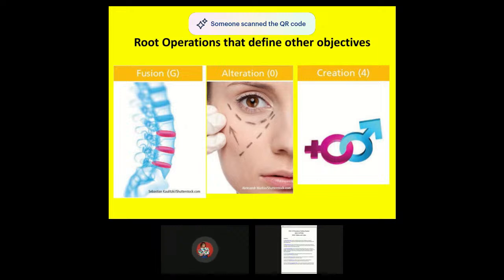And so these three root operations are really, to me, kind of the easiest ones because fusion is where we're binding, joining something together. Alteration is one of those procedures that most of us associate with a cosmetic appearance. And then we also have creation.